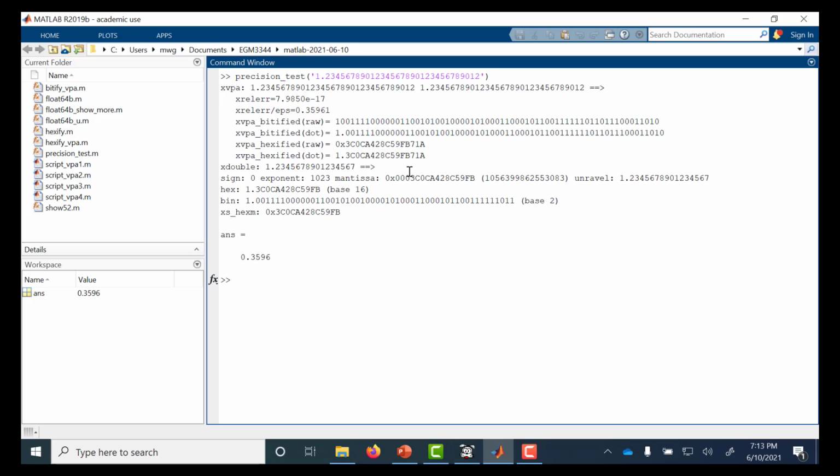Here's the double representation, and here's the hex of the double. And then remember, we had this in our presentation, where we had a trailing FB that was the end of the floating point representation, and then we carried on with the 7.1a in the VPA version, the high-res version. And the same thing can be said between the bitified VPA and the bitified double.